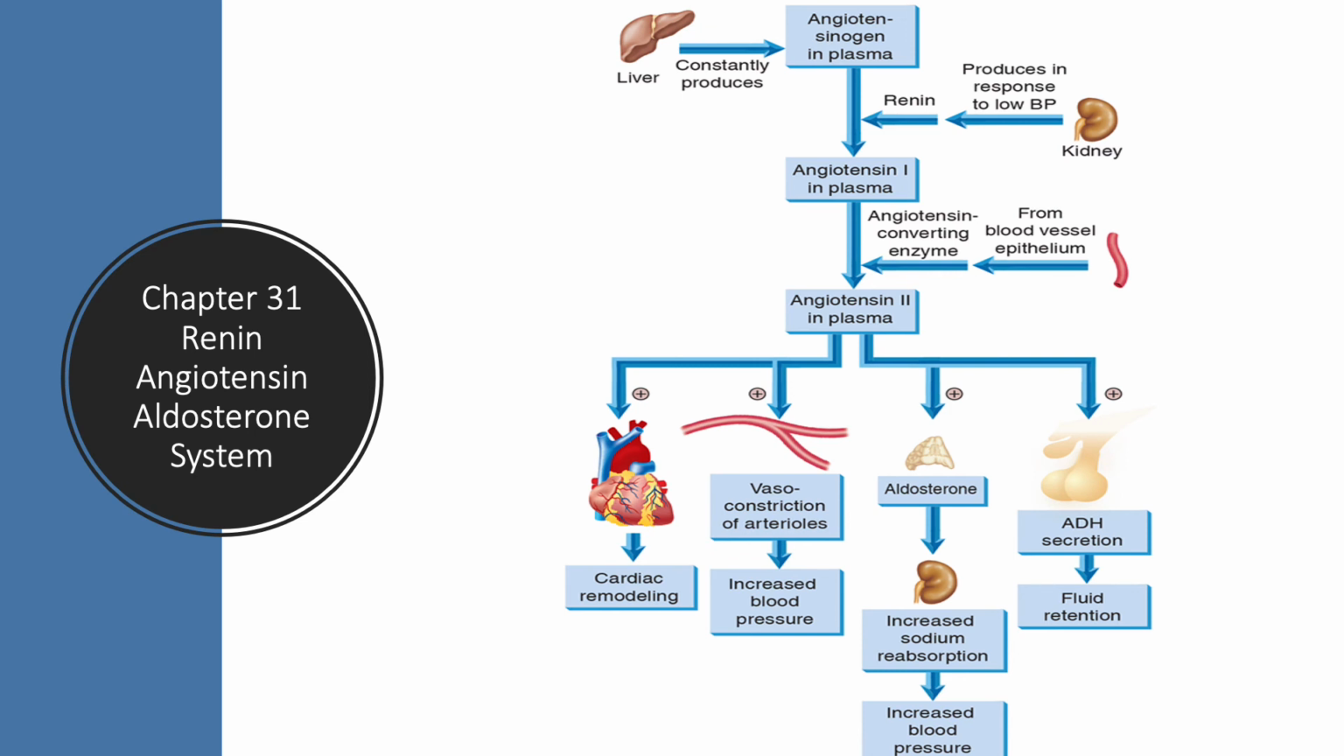Okay, so what are the systems that are turned on when your blood pressure drops suddenly? So you're in a car accident, your blood pressure drops suddenly. Okay, so your blood pressure is now 70 systolic. Your sympathetic system turns on.